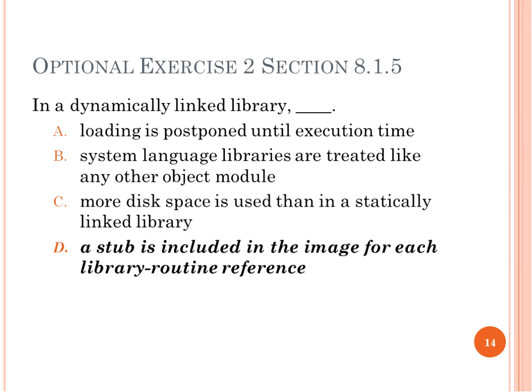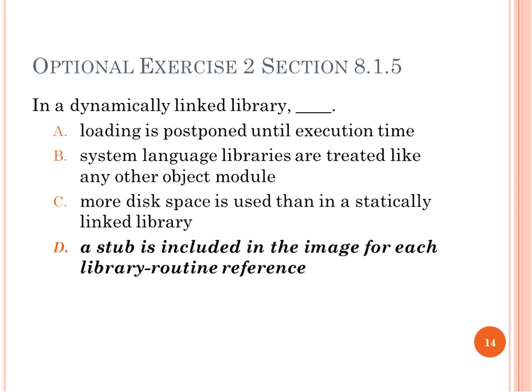Next question. In a dynamically linked library, a stub is included in the image for each library routine reference. This was like a placeholder. When you have dynamically linked libraries, it allows the code to be kept in the library, and later, after you compile your program, anything from the library is then put into your code when it's executing. Before that, it's just put in by a stub.